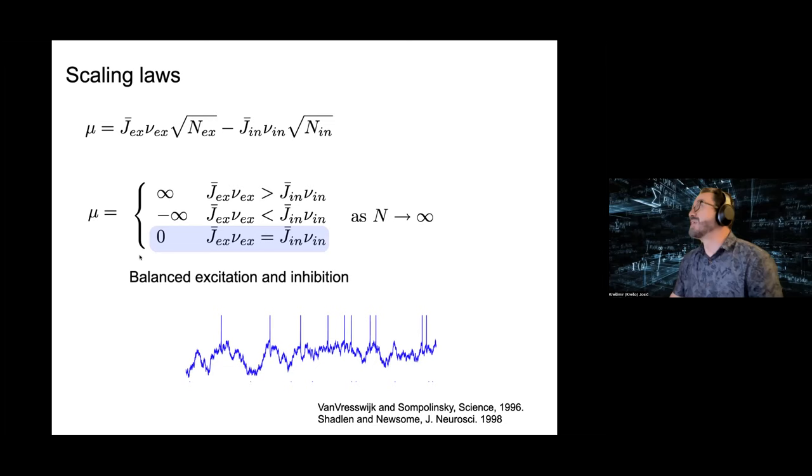And the solution at zero is actually stable, right? You could say, well, it wouldn't matter if that's an unstable solution, even if it's the most interesting one. If it's unstable, it doesn't matter. But it turns out under some conditions, this particular solution becomes stable in the network, right? And so that is the balanced state.